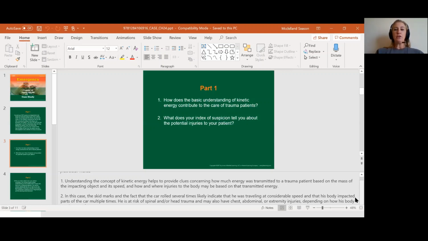Okay, so then number two is, what does your index of suspicion tell you about the potential injuries to your patient? First, what's the index of suspicion? It's what you think the injury might be.